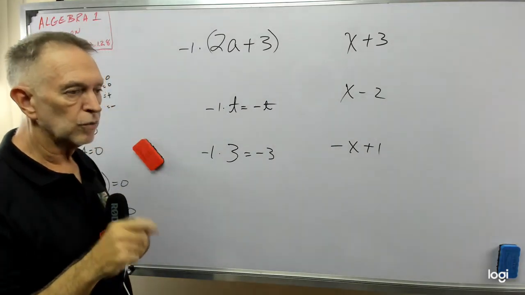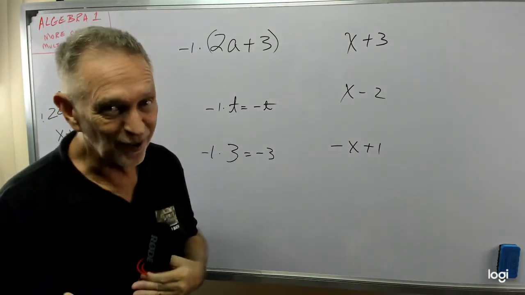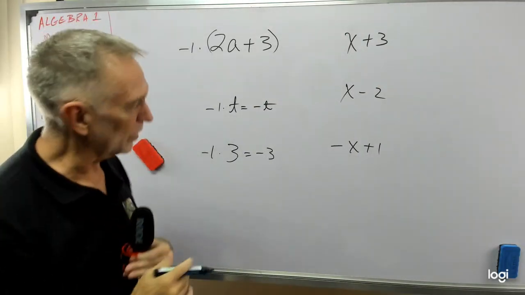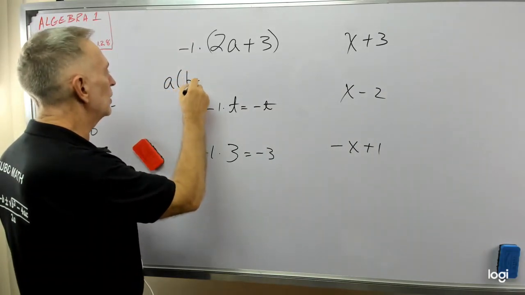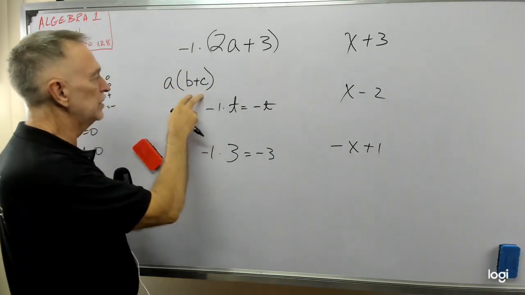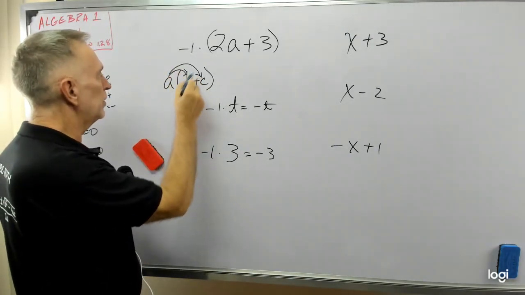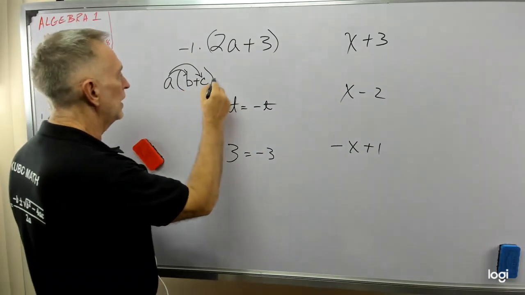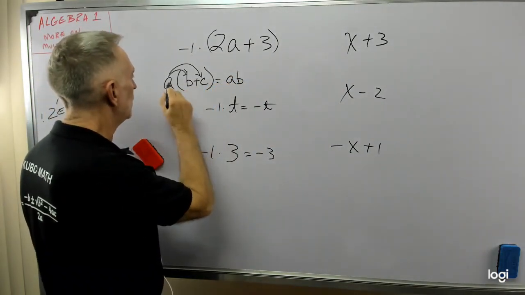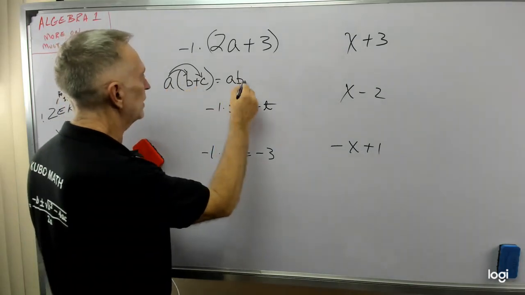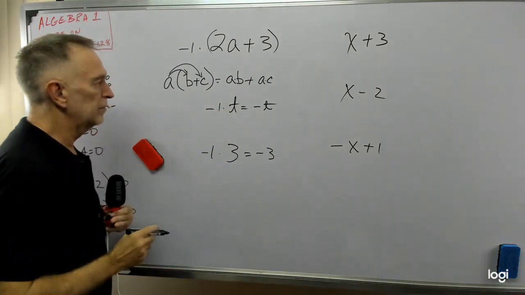You'll recall the rule. I always talk about recalling the rule. It's important. If I have A times the parentheses of B plus C, this A can be distributed to each one of those, and it becomes A times B, plus A times C.